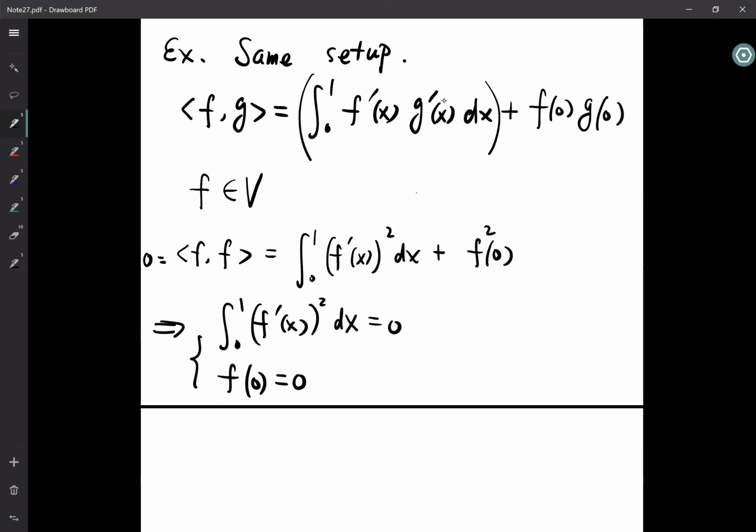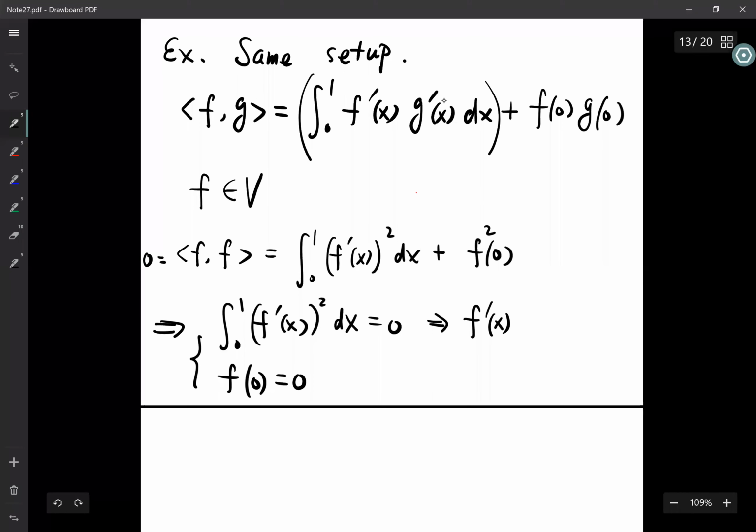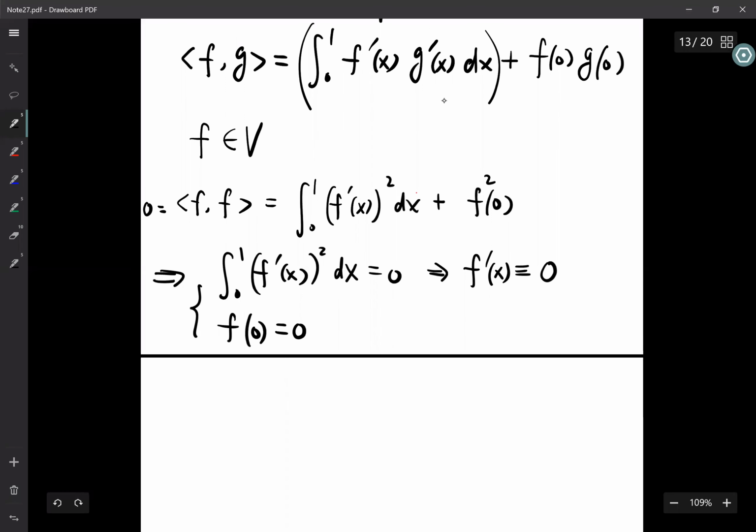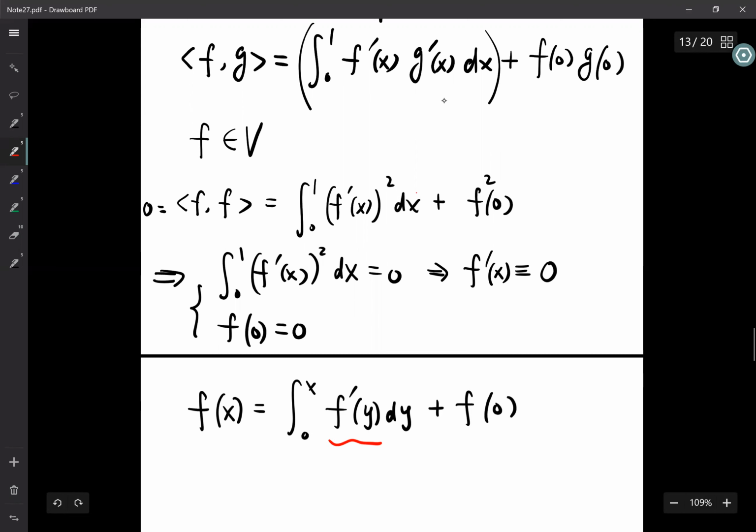But this is a polynomial, so it can only have up to n roots. So this f prime x, which is in Pn minus 1, is indeed always equal to 0. Now, by the fundamental theorem of calculus, f of x at any point x, I can write it as the integral from 0 to x of f prime y dy, plus f0. But this one we have just shown is always equal to 0. This one is 0, so this is equal to 0. So indeed, f is the 0 vector in V, so this is an inner product. Any question?